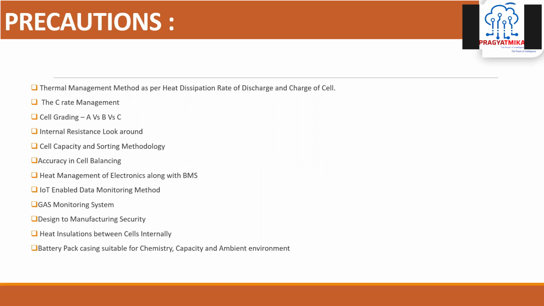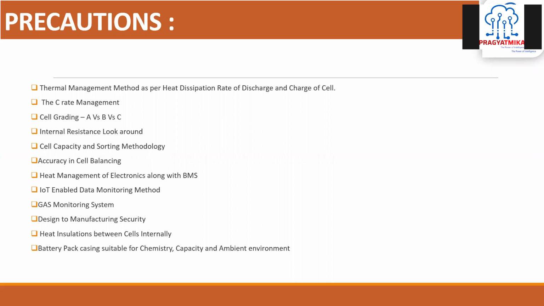The heat management of the electronics also we need to take care of, because we have the electronics in the BMS, and that will also dissipate heat. Further, if you are implementing IoT enabled systems in your pack, you can have measurements and monitoring. The gas monitoring system is one advantageous thing that is being implemented now. Few companies are also implementing fire extinguishers.